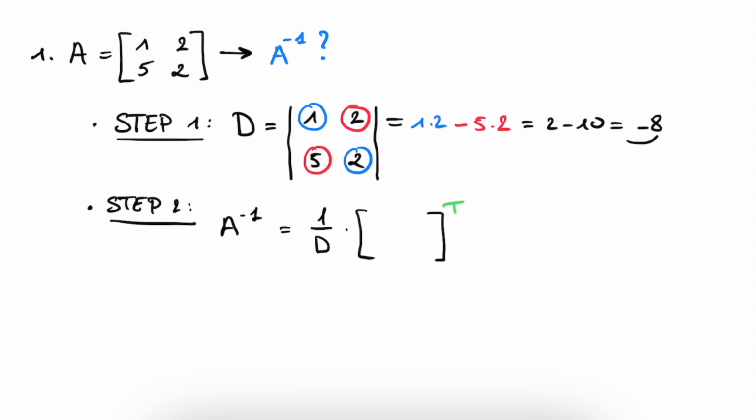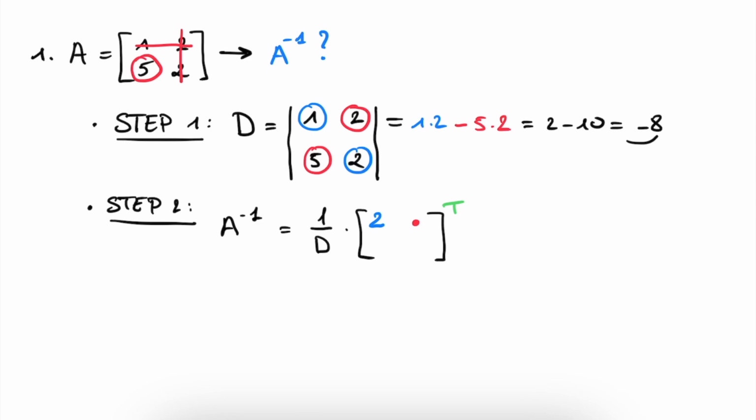How do we get these elements? Well, for this element on the first row and first column, we ignore the first row and first column of our initial matrix, and the element that we are left with is the element that comes on this place. So in this case, it becomes a 2. Then for the element on the first row and second column, we ignore the first row and second column, and we are left with this element here, this 5.